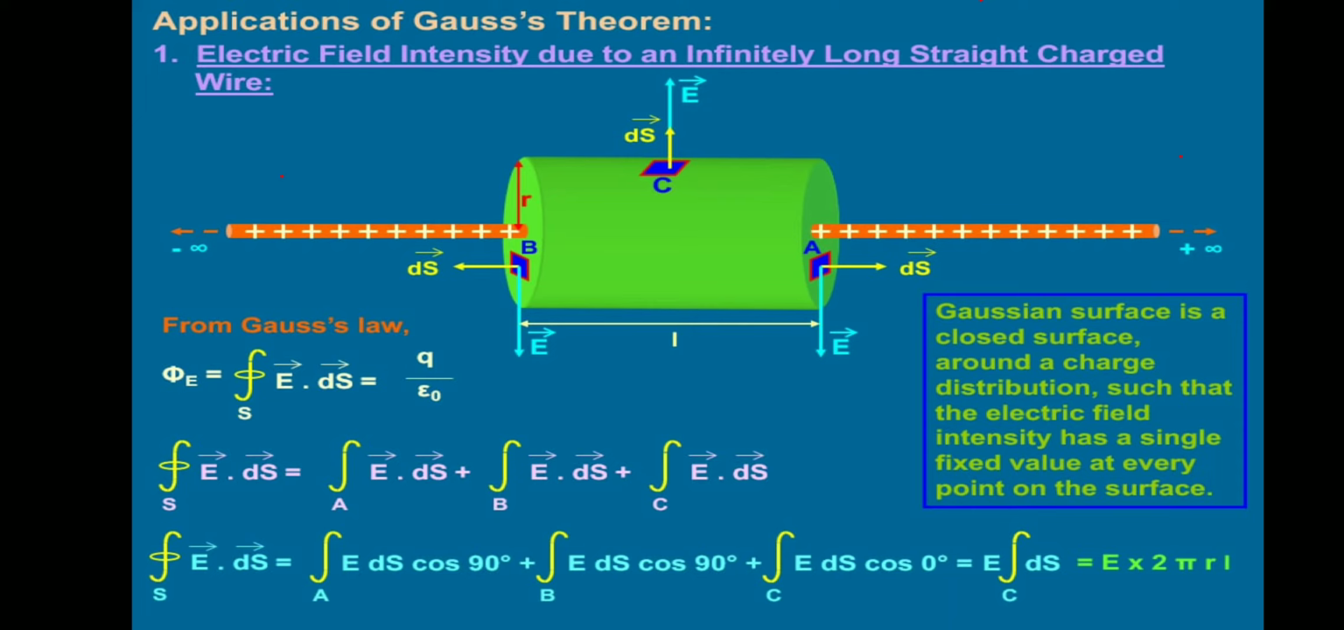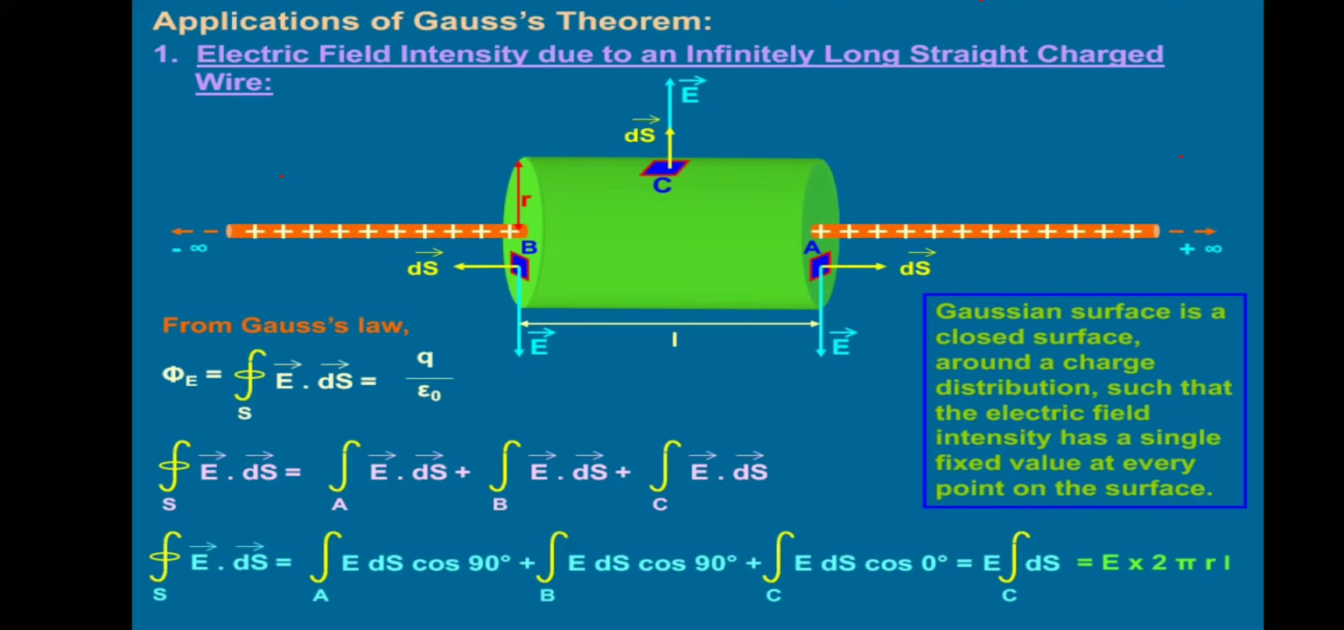Now, the very first application of Gauss's law is to find the electric field intensity due to an infinite long straight charged wire. Before starting with the article, let me first introduce you to Coulomb's law. Beta, Coulomb's law is applicable for two or more charges. Now, when we have a continuous charge distribution, then we have to use Gauss's law.